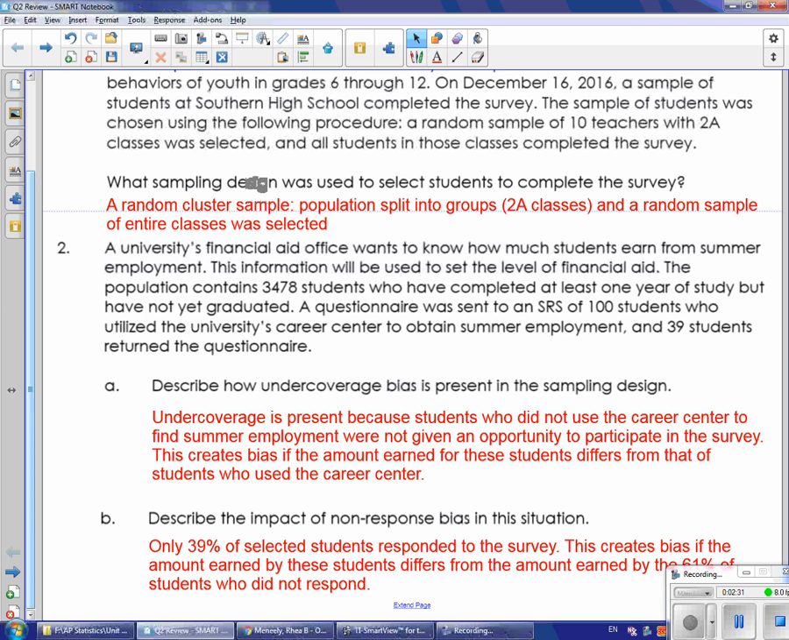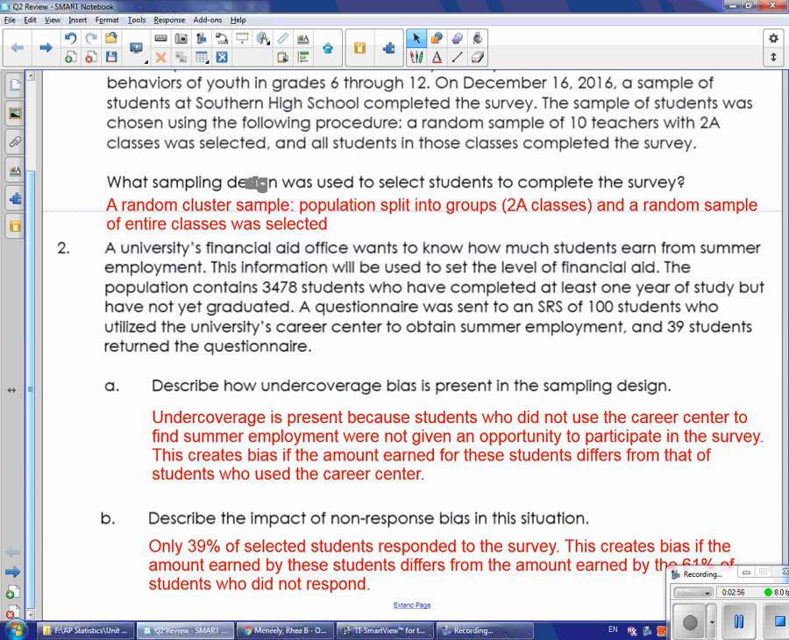It means basically that the students who didn't use the Career Center to find summer employment were not given an opportunity to participate. The reason that creates bias is because the amount of money that these students earned for summer employment could be different from the amount of money that students earned by using the Career Center to find their job. So that's where the bias is present. If the students that responded are different than the students who weren't given the opportunity to respond, then that creates bias.